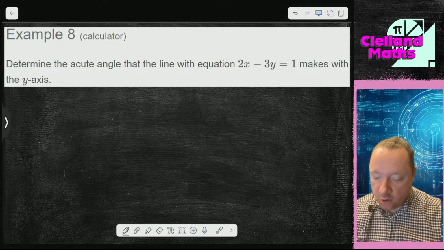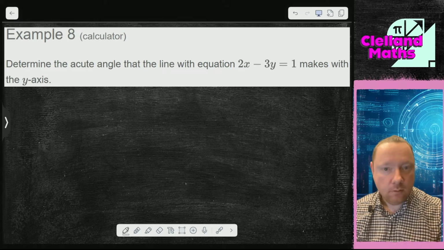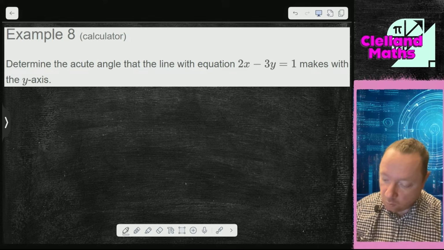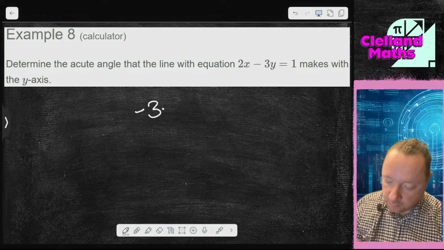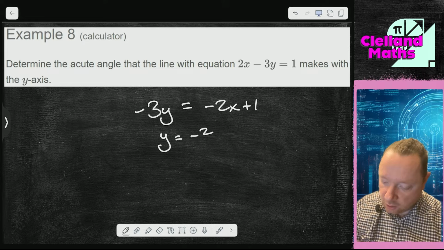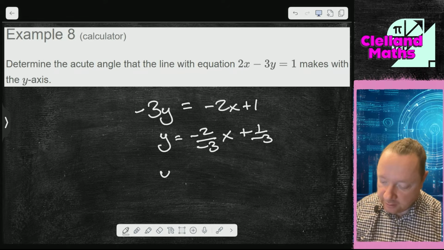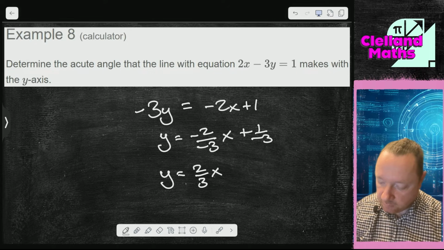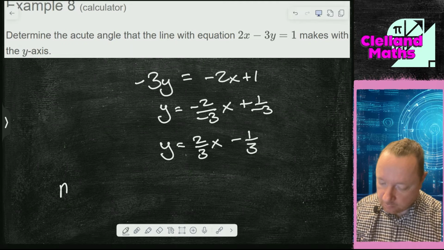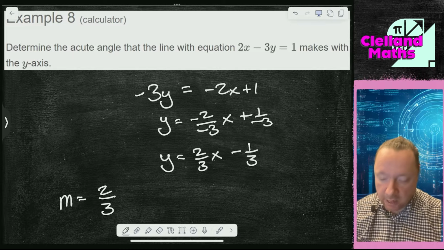Example 8. Determine the acute angle the line with equation 2x minus 3y equals 1 makes with the y-axis, not the x-axis. So gradient equals tan theta for finding an angle. So we'll go through there and we'll rearrange the equation. Minus 3y equals minus 2x plus 1. Y equals minus 2 over minus 3 x plus 1 over minus 3, which looks very nasty. Minus divided by minus is a plus. So we could say that the gradient is equal to 2/3.